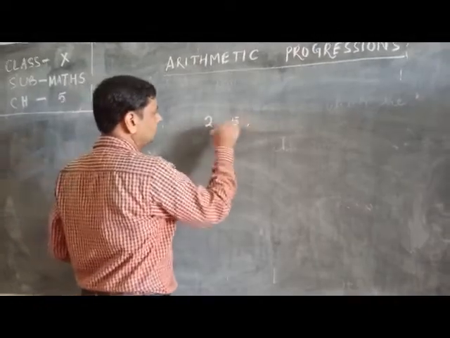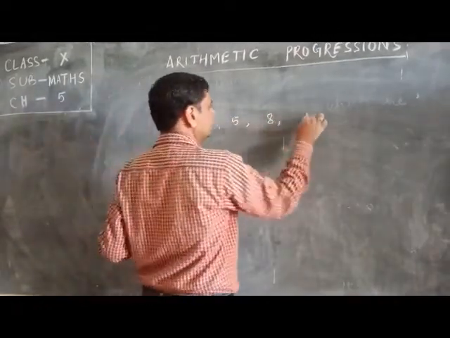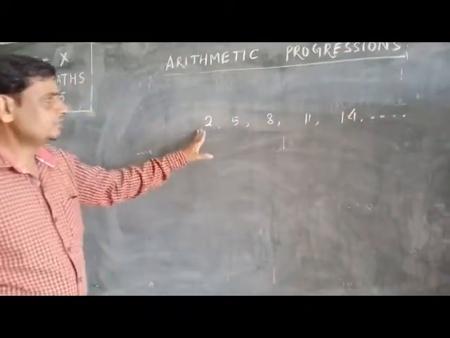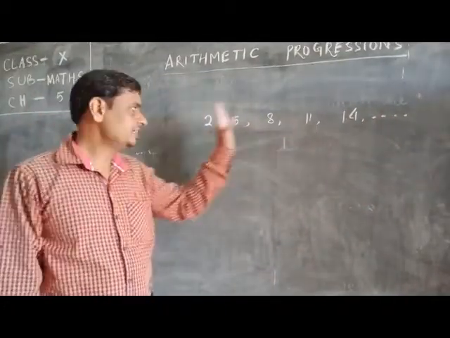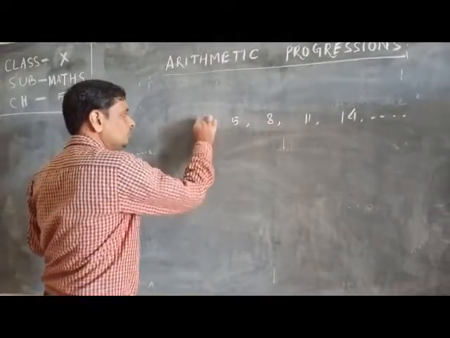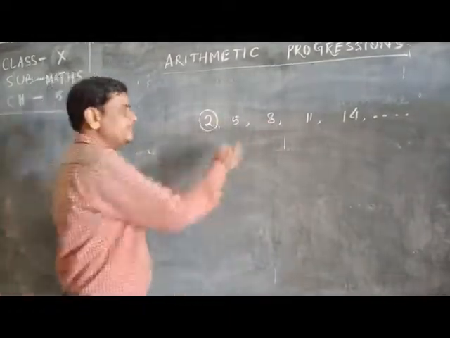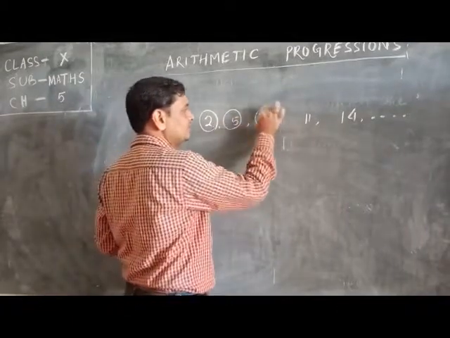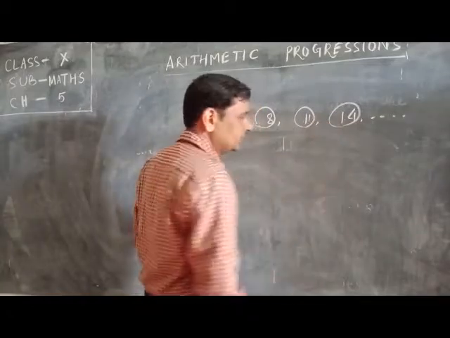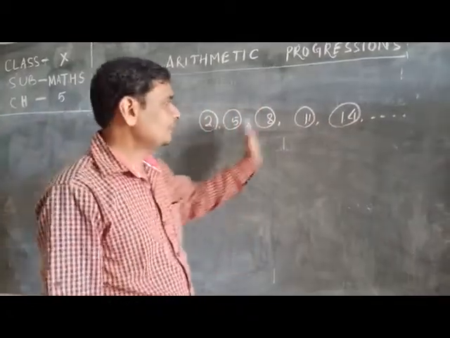2, 5, 8, 11, 14. This one is an AP. It is an arithmetic progression. Here the first term is 2, the second term is 5, the third term is 8, the fourth term is 11, the fifth term is 14, and what will be the next term?